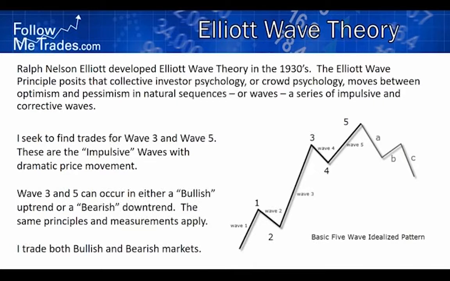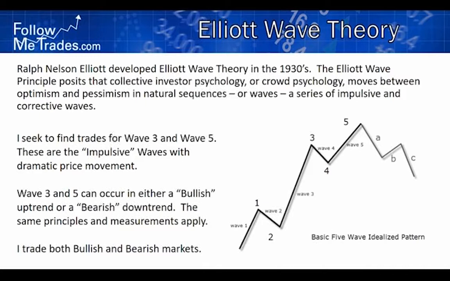Okay, so Elliott Wave was developed in the same time period that Goichi was working on Ichimoku Cloud back in the 30s. Ralph Nelson Elliott developed it, and his theory is that price moves in waves or sequences, and that it's based on investor or crowd psychology, and it moves between optimism and pessimism. And you can see the idealized 5-wave pattern there, and the moves up in this bullish pattern are impulsive, and then the moves down are corrective.